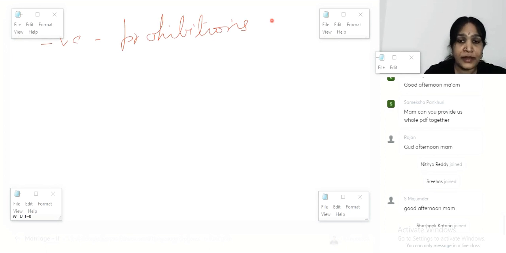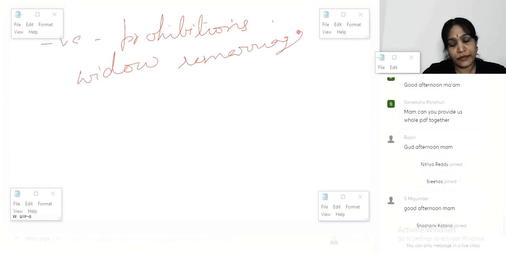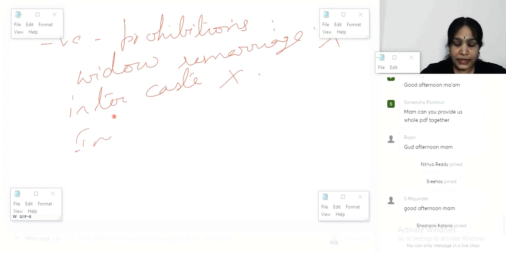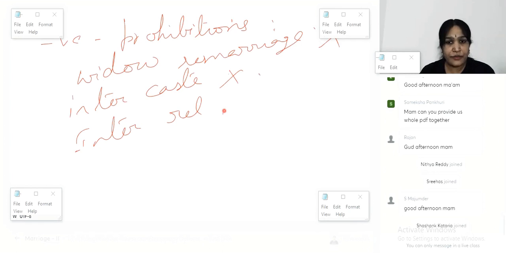Prohibitions means, for example, intercaste marriage is prohibited. Widow remarriage is prohibited. Interreligious marriage is prohibited. Some parents are even more flexible: just please don't bring from the other religion. They're too different when compared to us. You may not be able to adjust. So even intercaste marriage, okay, but don't marry outside the religion. So interreligious marriages are, for example, prohibited.